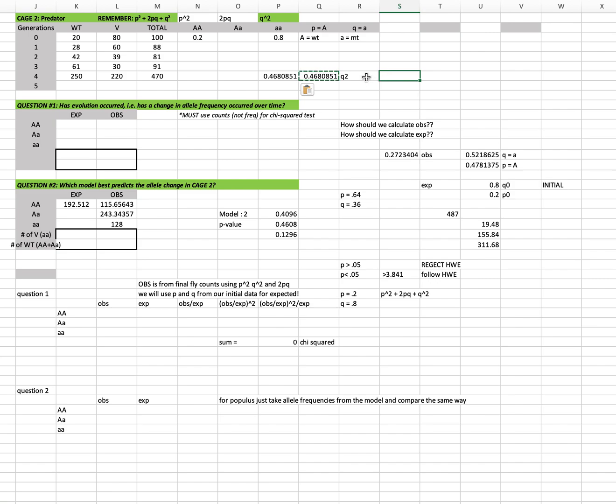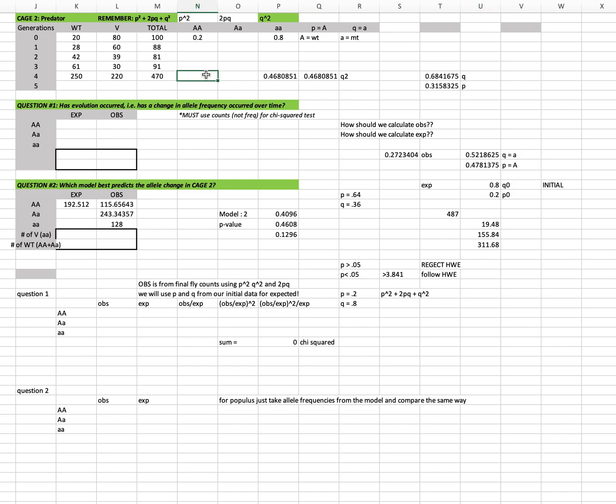Now that we have Q squared, which is equal to little a squared in our Hardy-Weinberg formula, we can find P. Actually, we have to find Q first. All we have to do for this is find the square root of Q squared, and that gives us Q. To find P, we just do equals 1 minus Q. And now we have Q and P.